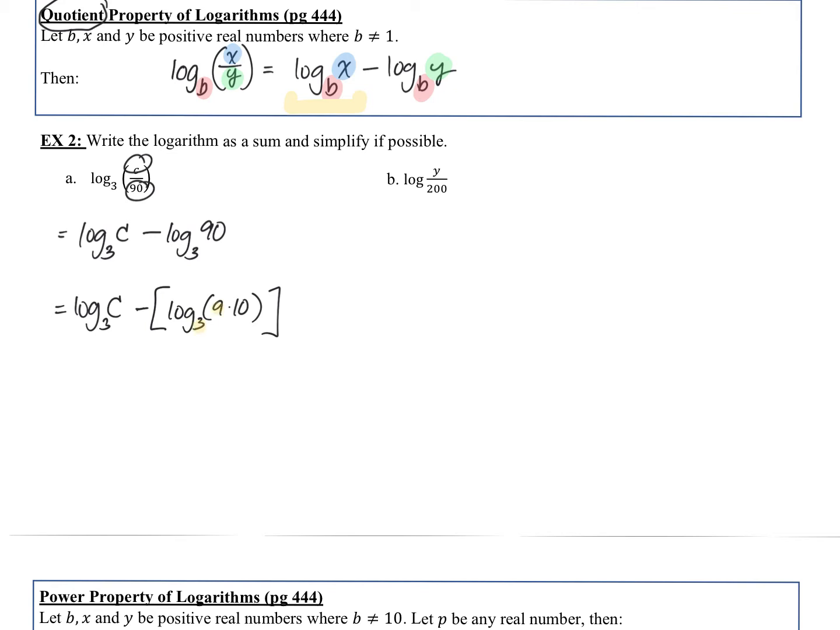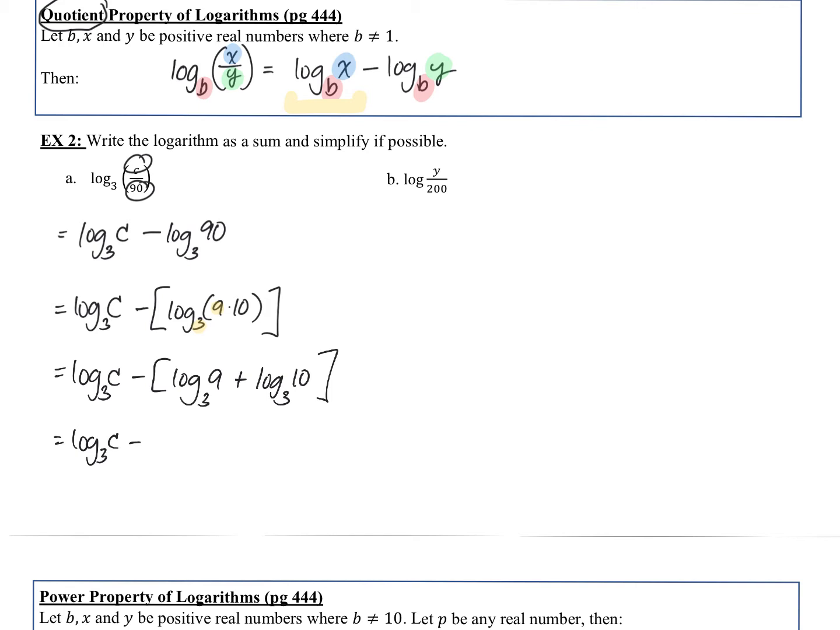So I'm going to go ahead and split that up. So we have log base 3 of c minus, and I'm going to split using the product rule. So 9 and then plus log base 3 of 10. So what did I just do? I split these guys using the product rule. And now I'll go ahead and simplify. So let's see, log base 3 of c minus.